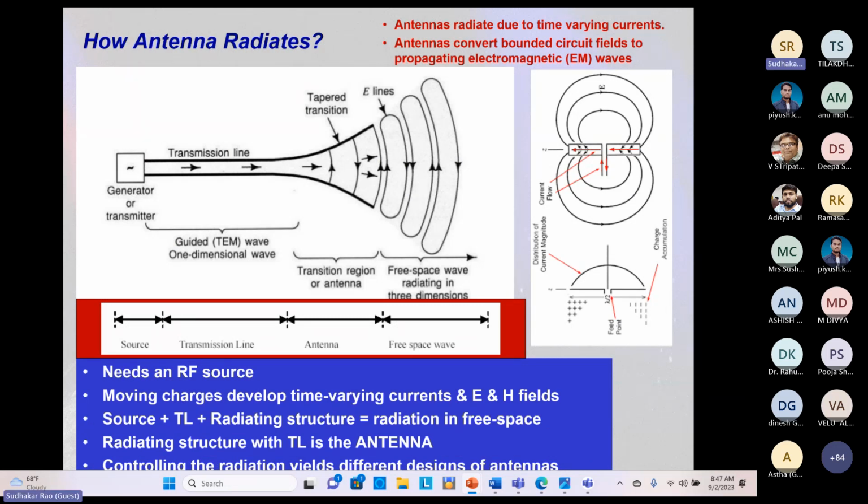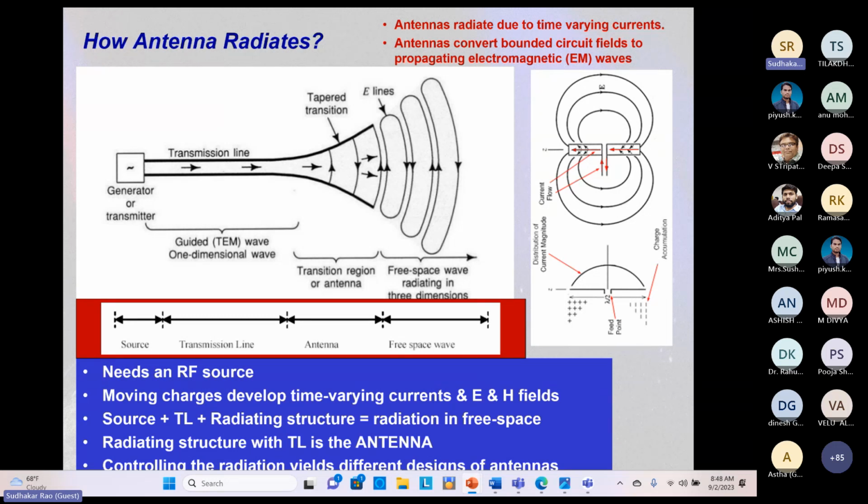We all know how an antenna radiates because it basically has a source, a transmission line, and a tapered section, which we call the antenna, because the tapered transition is basically the antenna which interfaces the transmission line and then radiates to free space and matches to free space. It radiates due to time varying currents, and time varying currents are produced by charges. Once you have time varying currents, then you will have electric and magnetic fields. You can see on the right side how the dipole radiates. You have positive charges and negative charges, and then your currents, you see the flow of the currents in the red lines, and then how the E field radiates.